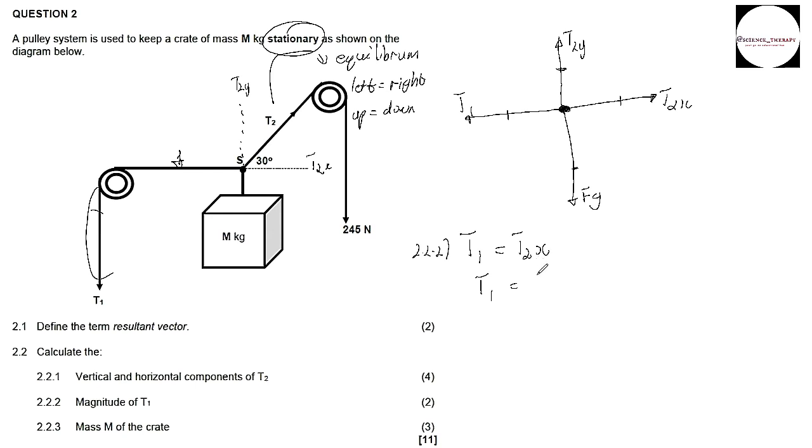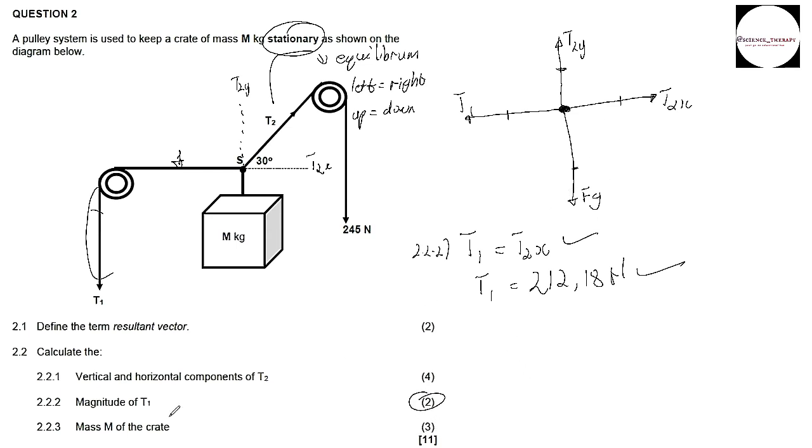When we go back to our question, what did we find as T2x? We found 212.18 newtons. So that's all you needed to do to indicate that you understand that T1 is equal to T2x, it's a mark, and then to show us the value, it's another mark. So that's how you could have got those 2 marks.